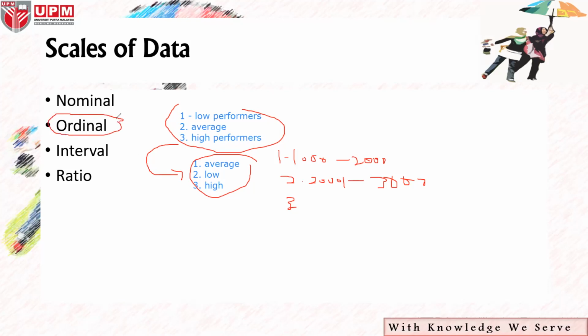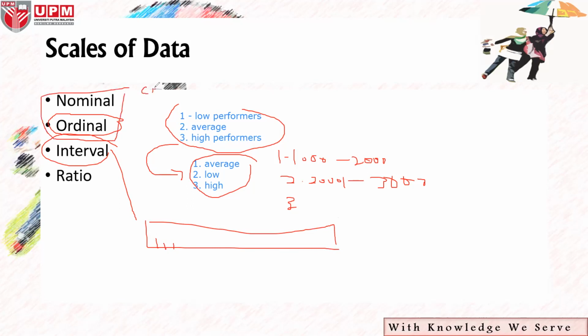Okay, in interval. Under ordinal, we do not know the specific differences between low performance or average. We do not know that specific gap. But in interval, imagine the ruler. You know exactly the differences, the interval. You start to get the data on the actual value. So nominal and ordinal are considered to be categorical data.